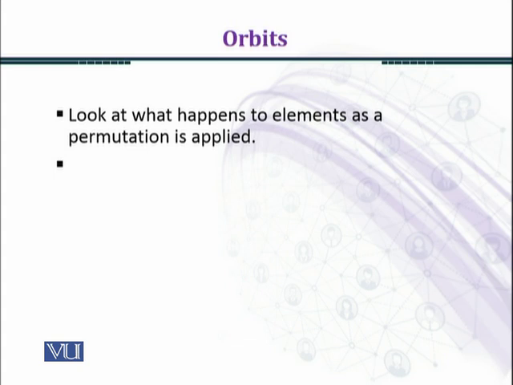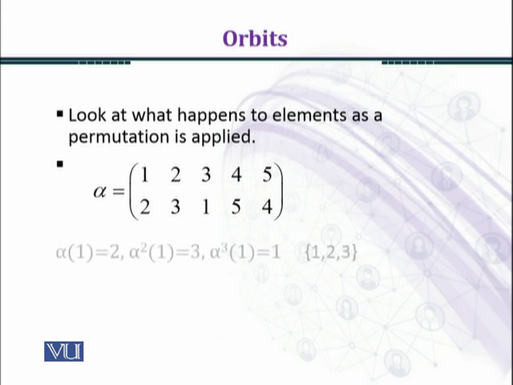Look at what happens to elements as a permutation is applied. Here alpha equals 1 goes to 2, 2 goes to 3, 3 goes to 1, 4 goes to 5 and 5 goes to 4. 2, 3, 1, 5, 4 are images under the action of alpha. Here you can see that when we act alpha the first time on 1, we get 2, and we can write it as alpha 1 equals 2.